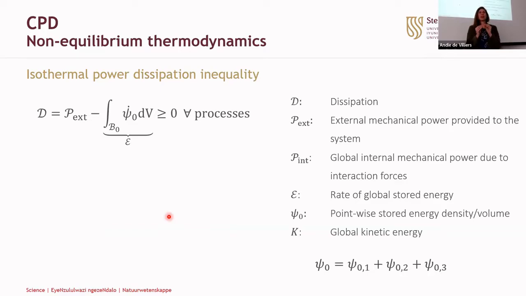So I have this aim that I want to look at how to implement visco-elasticity in the CPD framework. So that's why I chose to start with the non-equilibrium thermodynamics. More specifically, I neglect temperature changes, and I look at the power dissipation inequality. It's based on the second law of thermodynamics, and it really just says the rate of the stored energy of the body can never exceed the external power provided to the body, which makes sense, I think.